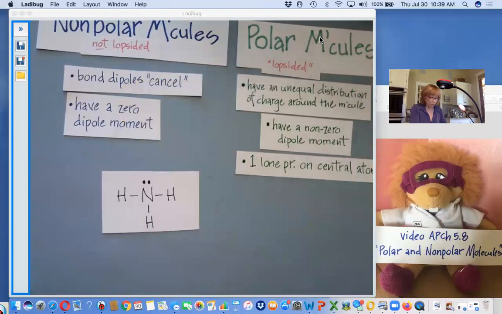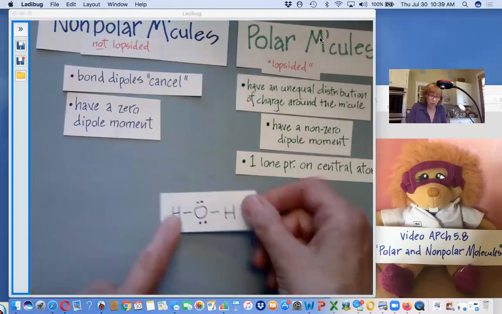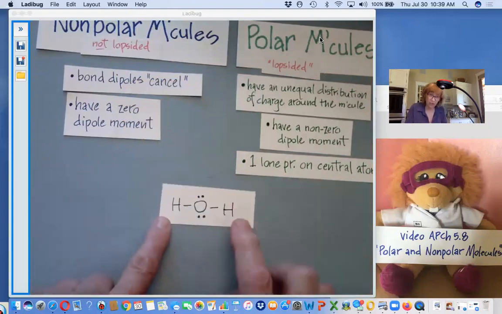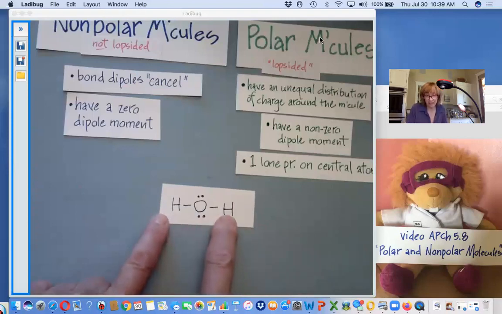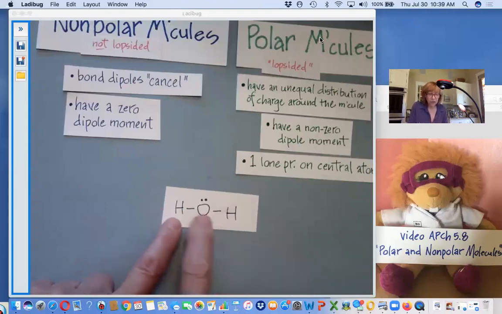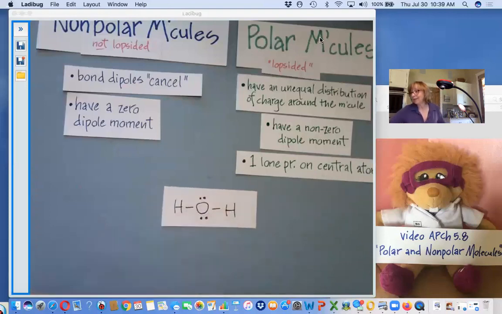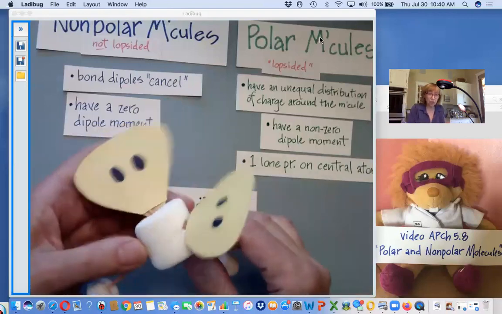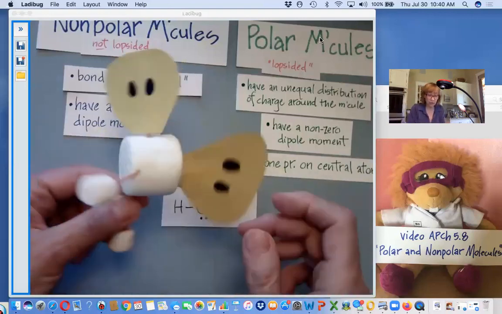Okay, now let's look at water, H2O. When you draw the Lewis electron dot diagram for water, it looks really balanced, doesn't it? It looks linear, it looks nice and symmetrical, but be careful, guys. Your central atom has 1, 2, 3, 4 electron domains, and that means a tetrahedral geometry of those electron domains.